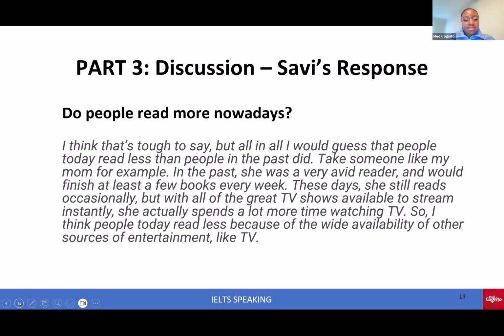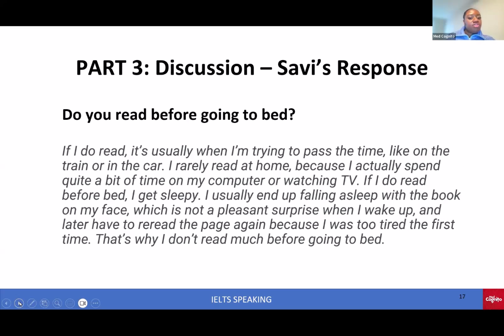Let's jump into the next question answer. Do you read before going to bed? If I do read, it's usually when I'm trying to pass the time, like on the train or in the car. I rarely read at home because I actually spend quite a bit of time on my computer or watching TV. If I do read before bed, I get sleepy. I usually end up falling asleep with the book on my face, which is not a pleasant experience when I wake up and later have to reread the page again because I was too tired the first time. That's why I don't read much before going to bed.